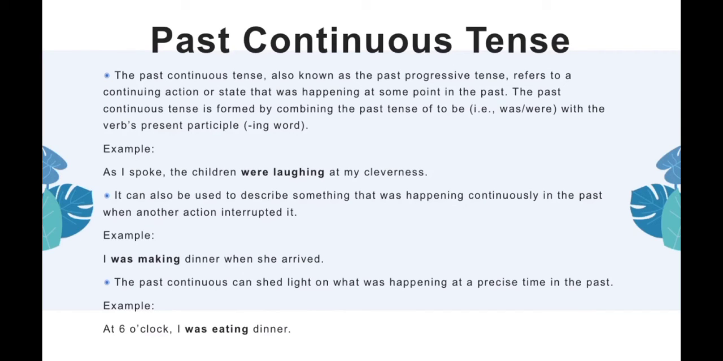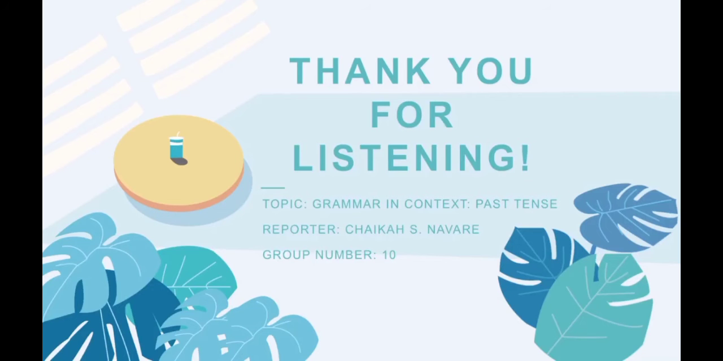Though the irregularities are few, not every verb is suited to describing a continuous action. Certain verbs can't be used in the past continuous tense. One common example is the verb to arrive. And that's the end of our topic.